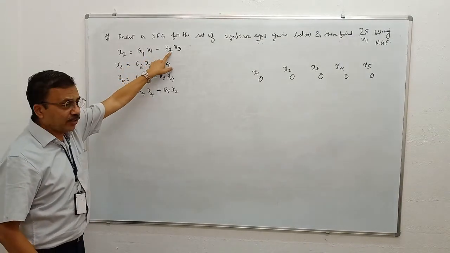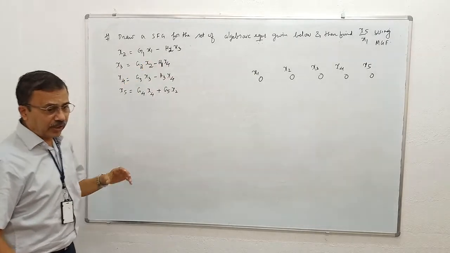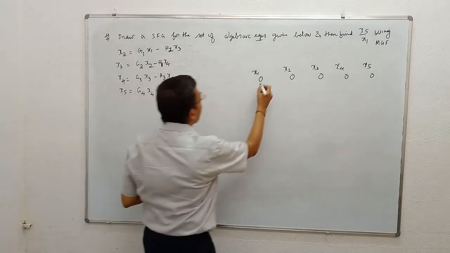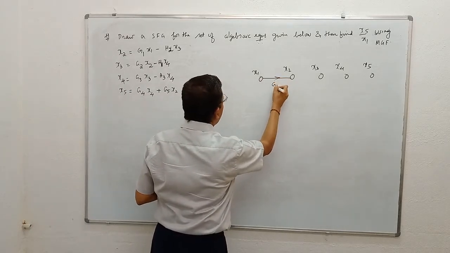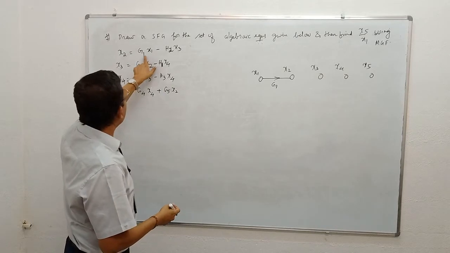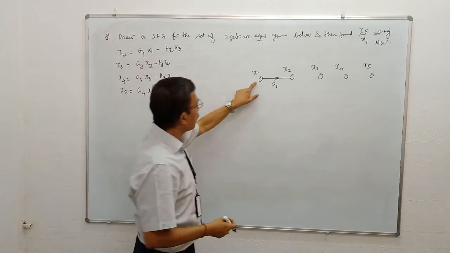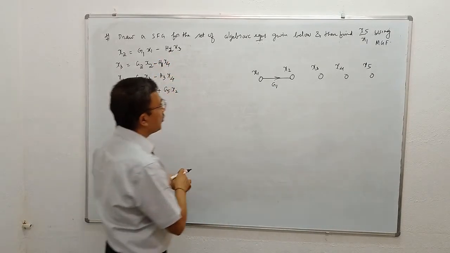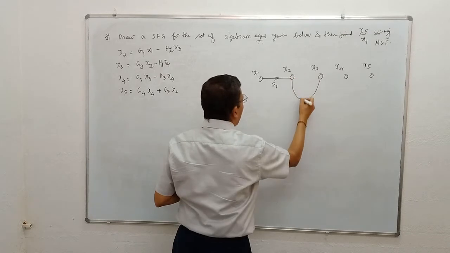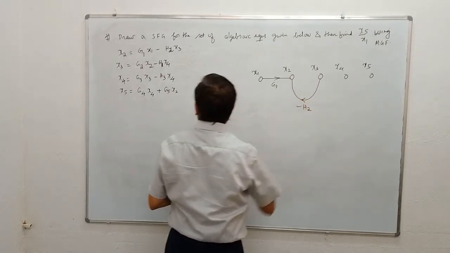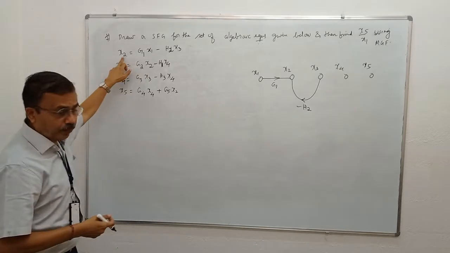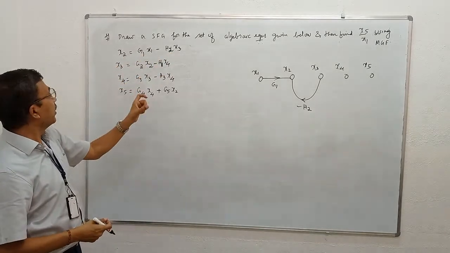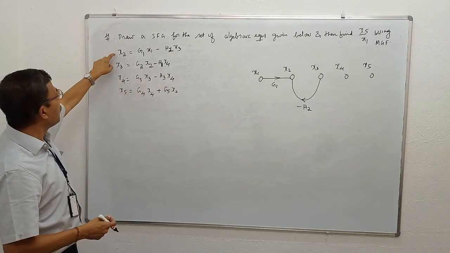The terms on the right side indicate the signals that enter the node x2. So x1 multiplied by g1 is equal to x2. This is the signal g1 into x1 entering x2. Next signal is what? x3 multiplied by minus h2 is entering x2. So what is important is the terms on the right side indicate the signals that enter the node on the left side, which is x2.